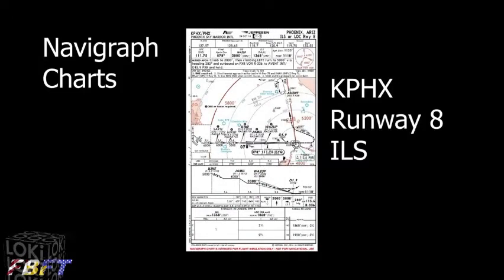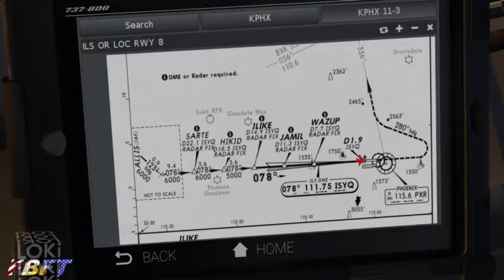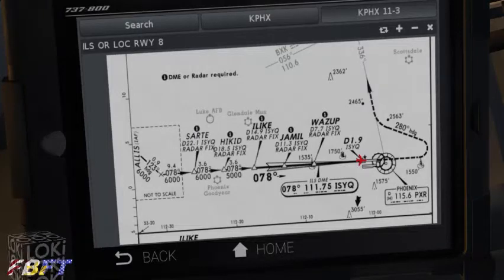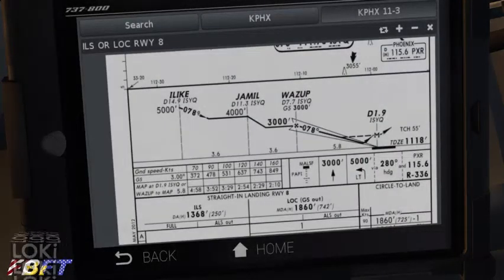The first thing we need to do is select an appropriate chart. We're headed to Sky Harbor, runway 8, so here's the chart for the ILS from Navigraph Charts. Using the Avid tab, we're zooming in on the course. You can see our final course will be 78 degrees, and the ILS needs to be tuned to 111.75 to pick up the localizer and the glide slope. Moving down on the chart, we can see the descent profile, and here is really where we're going to pick up the information we need for our stabilized approach.